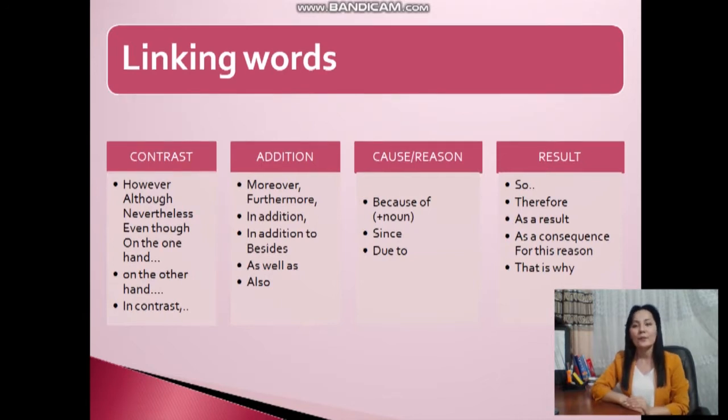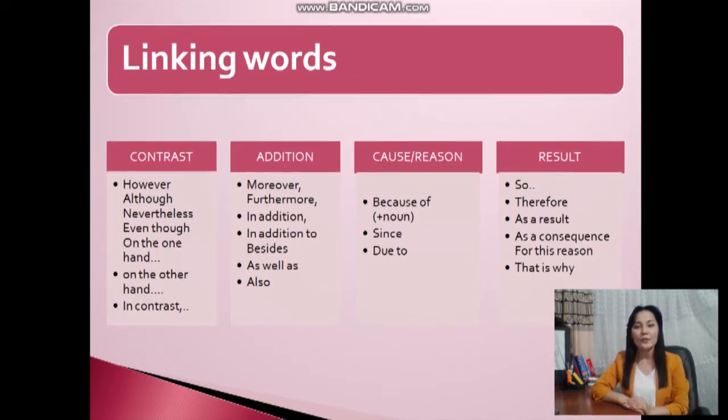There are some useful expressions, linking words and phrases that you can use in your writing. It becomes boring when you use one of them every time. That's why try to add some more variety to your writing. To make contrasting points, you can use however, although, nevertheless, even though, on the one hand, on the other hand, in contrast. To add some more points, to add some more details to the same topic, you can use moreover, furthermore, in addition to, besides, as well as, also.